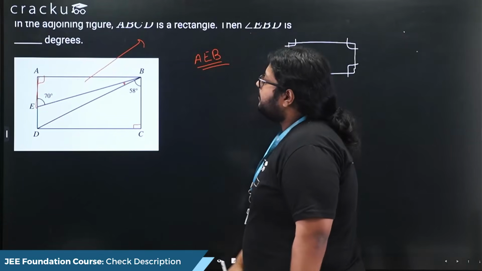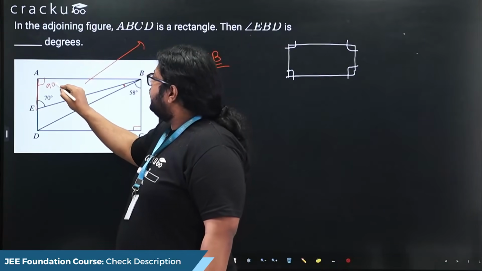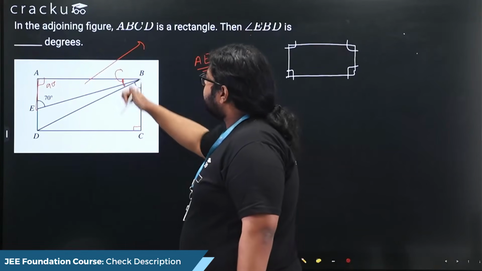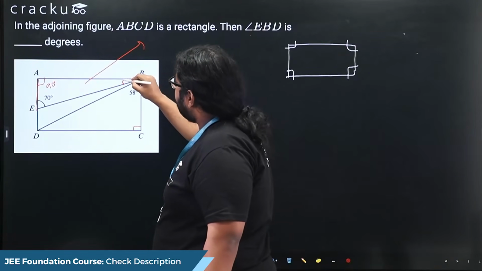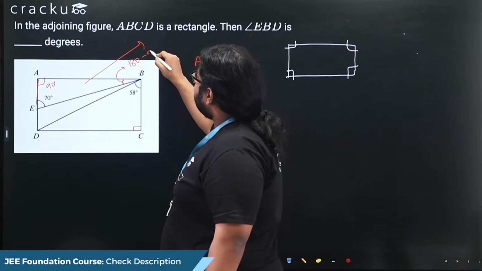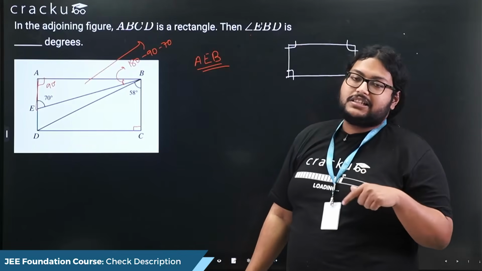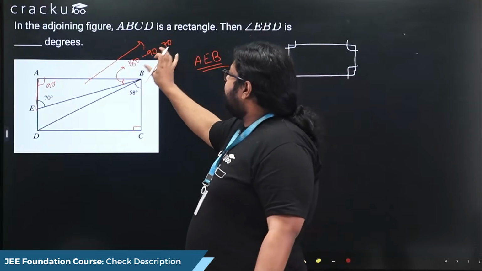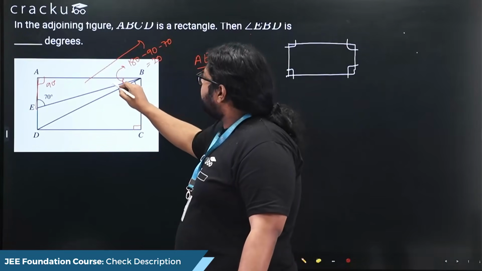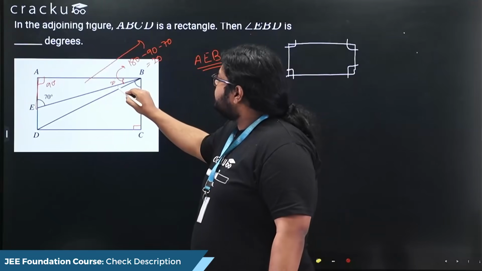In triangle AEB, if this is 70, this is 90, in that case, what is this angle? This angle is basically 180 minus 90 minus 70, because sum of all the three angles is 180. So this gives me 90 minus 70, this is 20. So this small angle is basically 20 degrees.